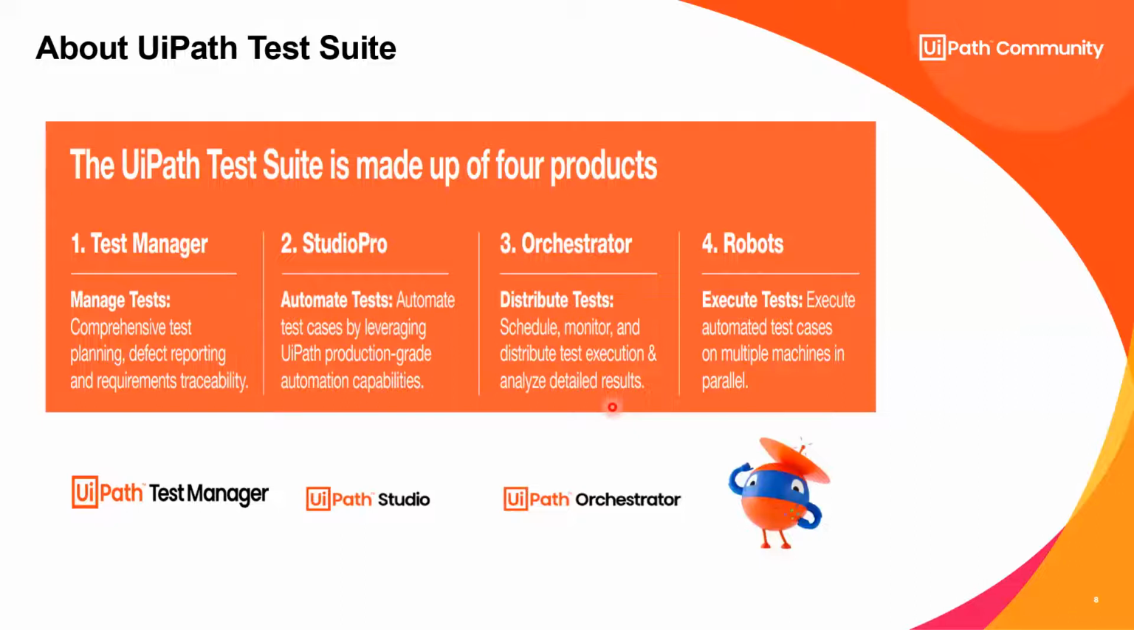Let's say we have a person who is working on Test Manager and has automated their test cases, and these test cases are deployed into Orchestrator. Which robot will be used at that time? The robot assigned to the tester will automatically be used for running the complete script. So this is how the Test Suite package, which we get from UiPath, gives us the flexibility to manage all of our automation and test automation together.